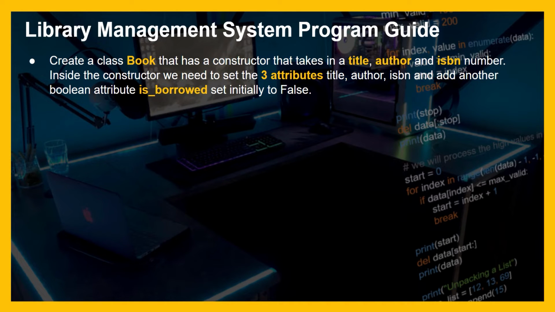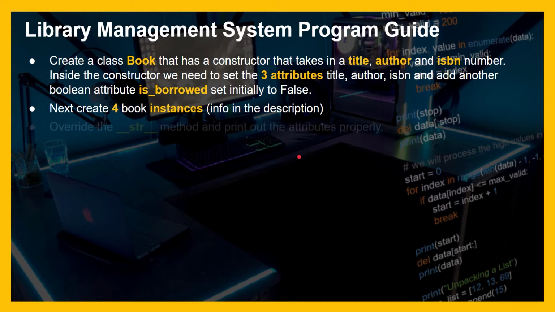So if you don't know how a library works, basically you can borrow books from there. And there we go, we set it to isBorrowed False. Next, you need to create 4 book instances. I'm going to leave some information in the description that you can copy. Next, you'll need to override the __str__ method and print out the attributes properly.